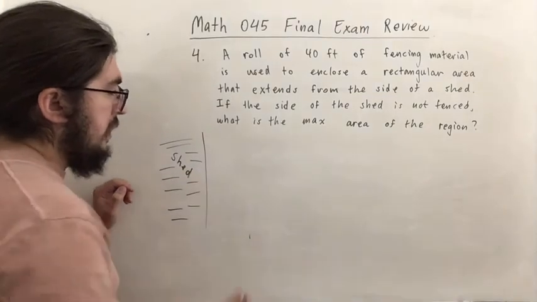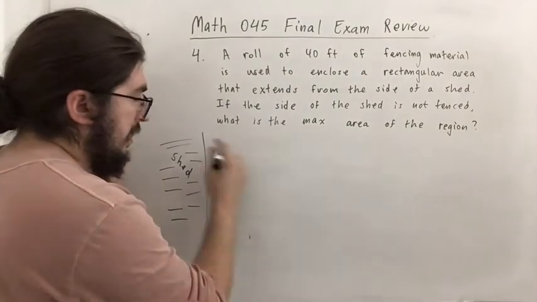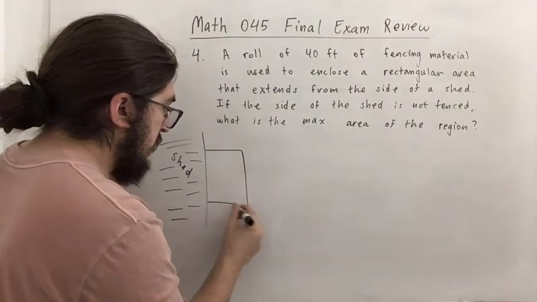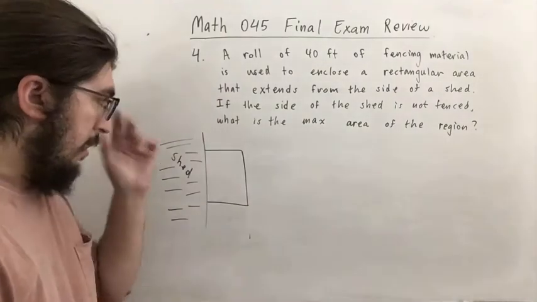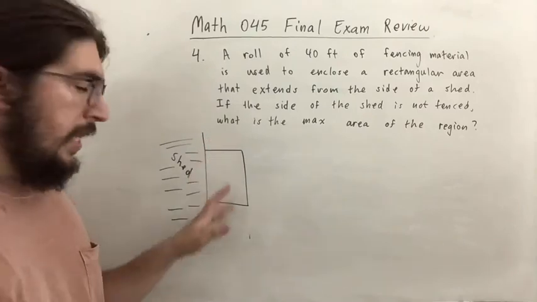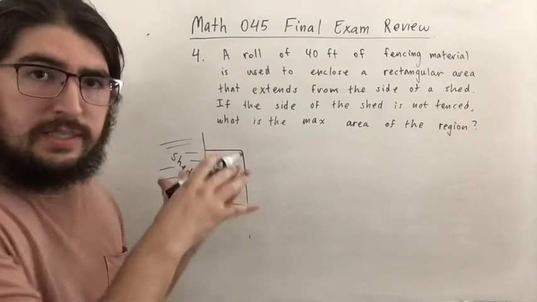Okay, so we're fencing some side of the shed. So we're kind of extending that. So this is our enclosed region. Now notice the kind of shape I've used here. I've obviously made this rectangle, but the lines I drew represent the fencing. This is seen from above.